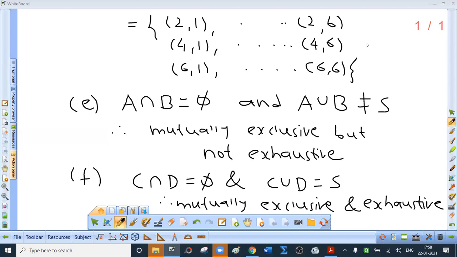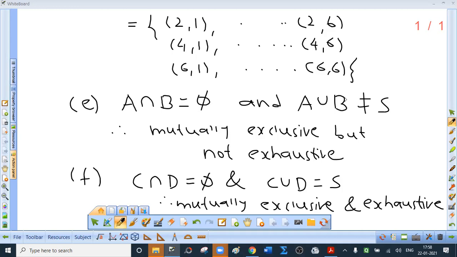Now E part, check whether events A and B are mutually exclusive and exhaustive. Now what do you mean by mutually exclusive? If simultaneous occurrence is impossible, events are said to be mutually exclusive. And if their union is sample space, then they are said to be exhaustive. Okay. So A intersection B, is there anything common? No. So A intersection B is empty, but A union B is not the sample space. Still many more sample points are not considered here. Okay. So events are mutually exclusive but not exhaustive.